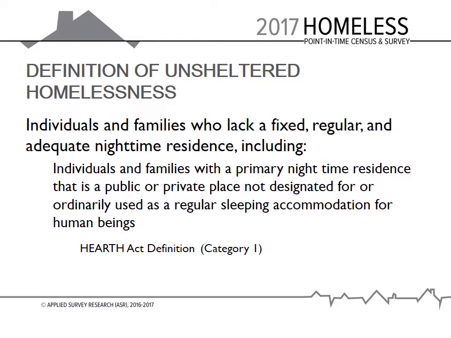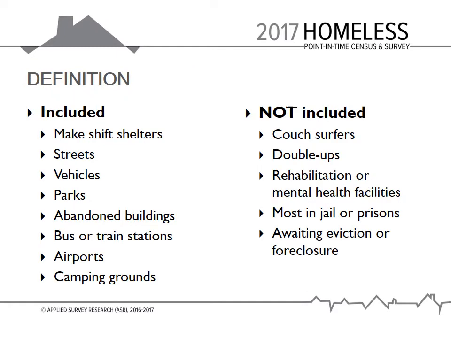So the definition, I'm going to go ahead and read it word for word. It's the HEARTH Act definition, category 1, and it states that homelessness is defined as individuals and families who lack a fixed, regular, and adequate nighttime residence, including individuals and families with the primary nighttime residence that is a public or private place not designated for or ordinarily used as a regular sleeping accommodation for human beings. I will review this a little bit further in the next slide, what that includes and doesn't include. So here's the next slide that I was referring to.